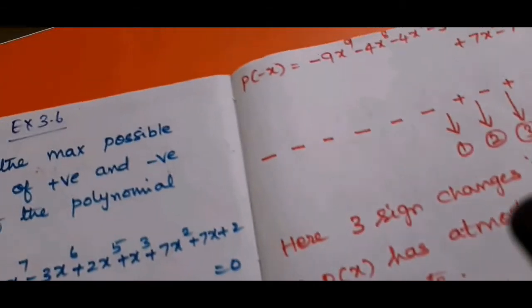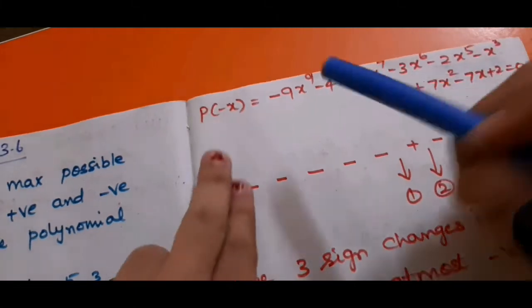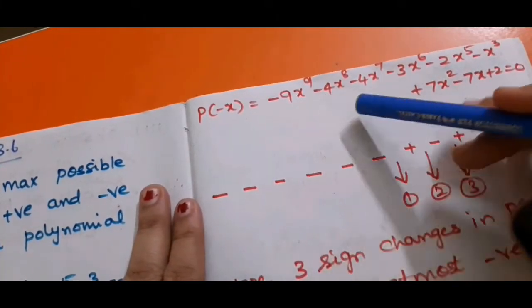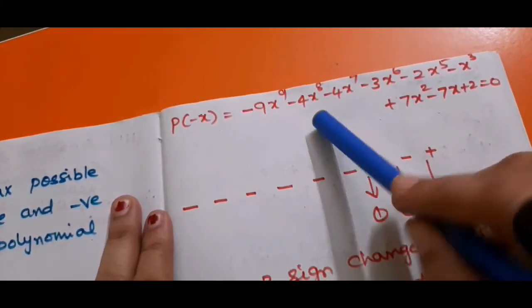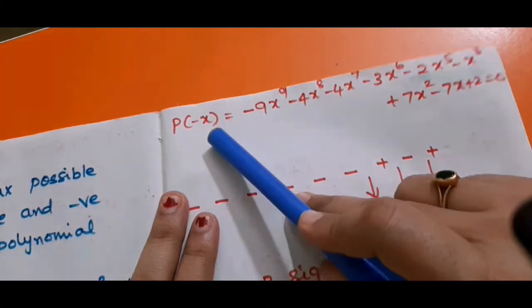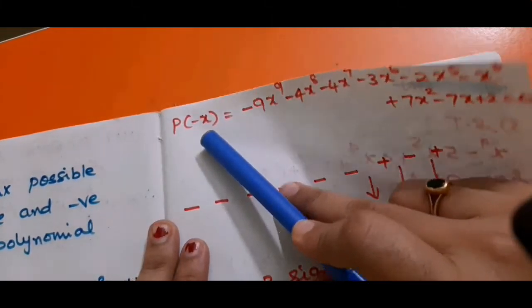Then the next step is to find p of minus x. So p of minus x is nothing but replacing x by minus x.